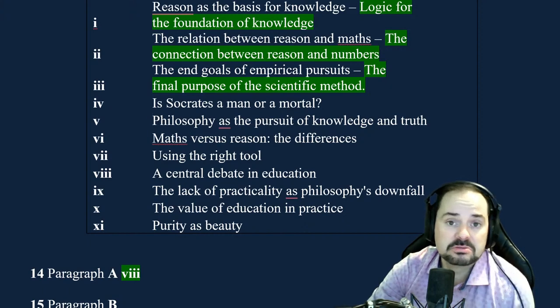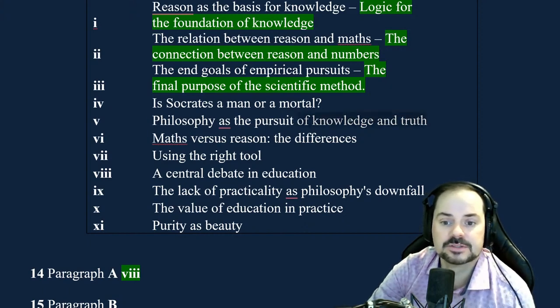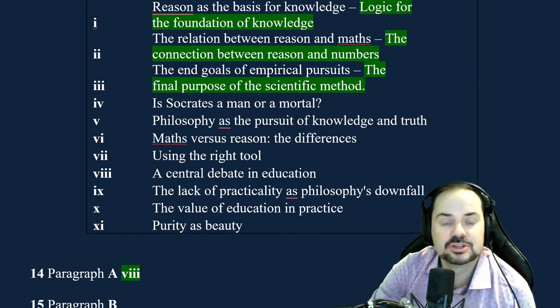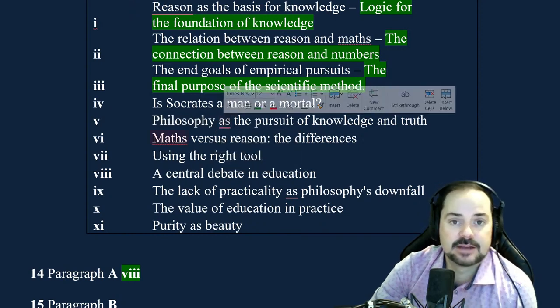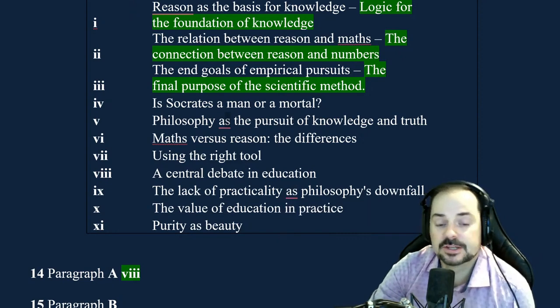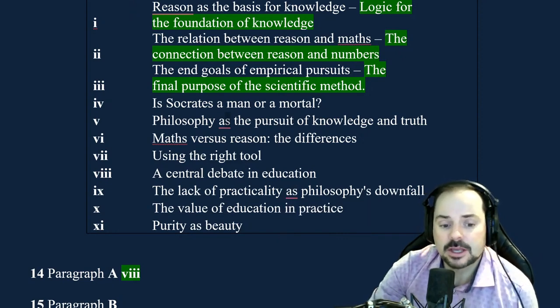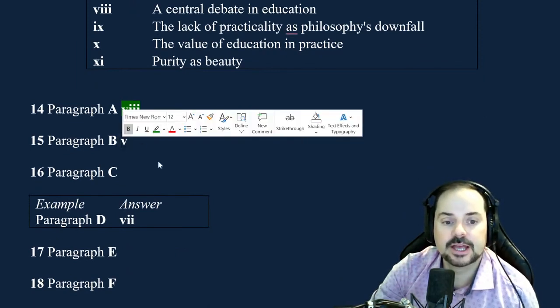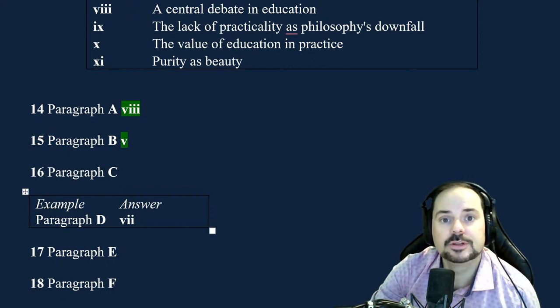Why knowledge and truth? Wisdom, right? It's another way to say wisdom. Wisdom is the pursuit of knowledge and truth. And when you see philosophy as, the as is the definition. So philosophy is the pursuit of knowledge and truth. Yeah, perfect. That's it, Domenico. So you get it, right? That's how you do it. So you put in V and off you go to the next paragraph.